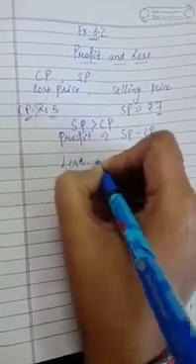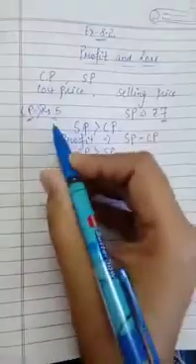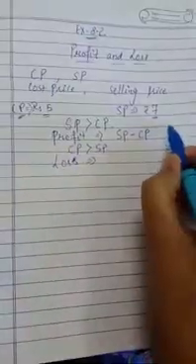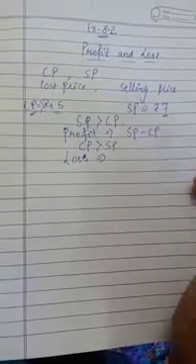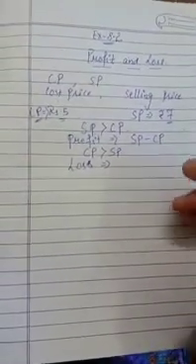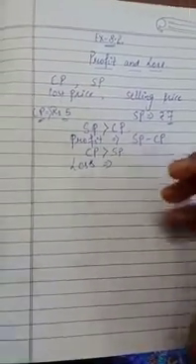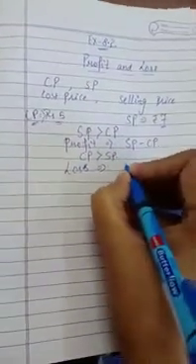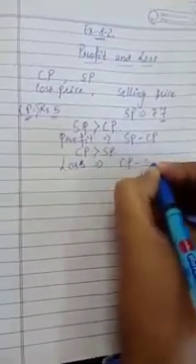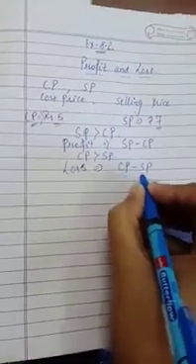And what is loss? Loss means whenever your cost price is greater than selling price. Loss is incurred when selling price is less than the cost price. So we will write loss is equal to CP minus SP, cost price minus selling price.